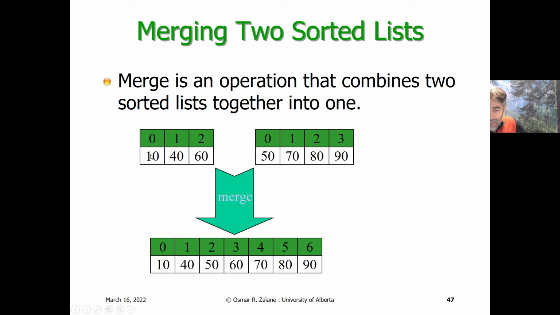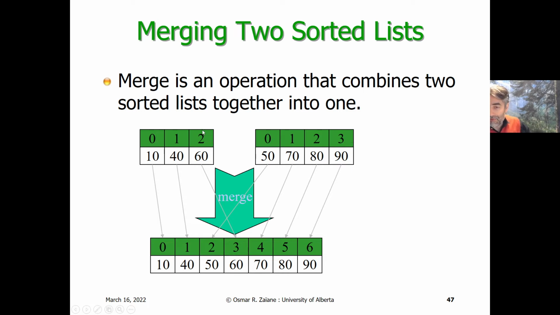Okay, so the 10 will have to be copied here, the 40 will be copied here, then the 50 will be copied here, then the 60 will be copied here, and then those 3 will be copied at the end. The size of the result is the sum of the size of the, let's call it left-hand side, and the size of the right-hand side. Because all these elements have to fit in the result.